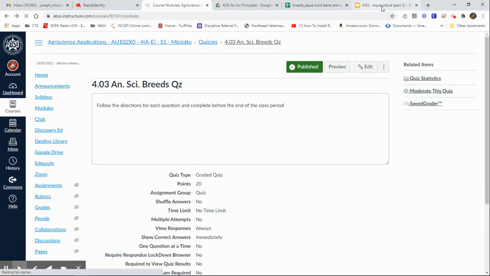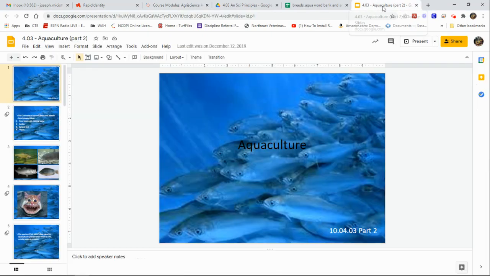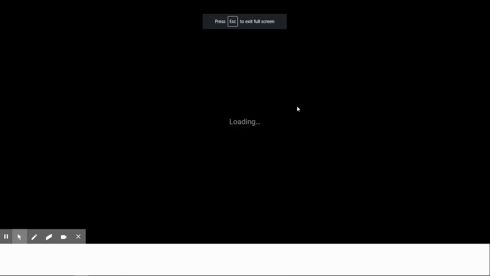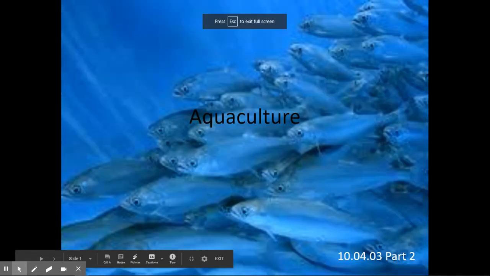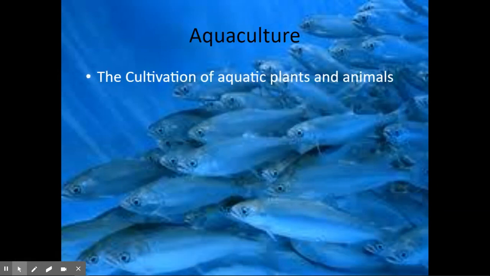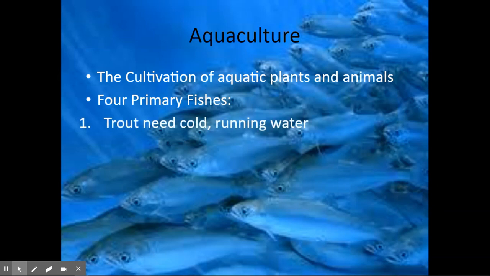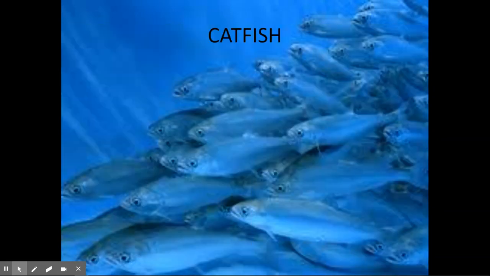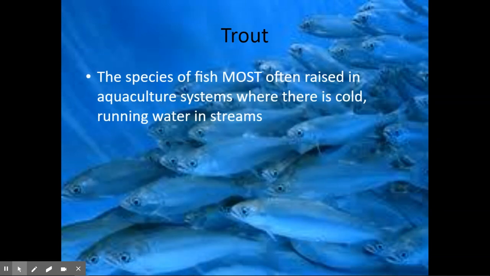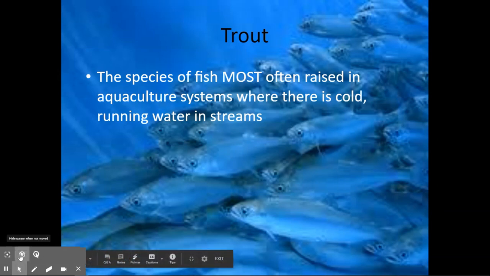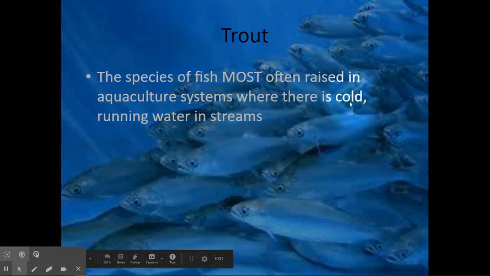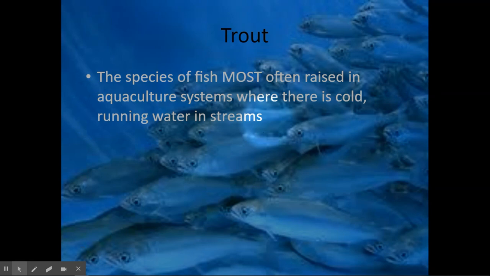The first one was the aquaculture notes. So if you open up your notes, just to kind of run through this very quickly, aquaculture is raising plants and animals in water, okay? So the cultivation of plants and animals. So the big 4 are trout, catfish, striped bass, and tilapia. Trout, the biggest thing about trout is they have to have cold running water. So you want to do trout and cold running water. That would be a good thing to highlight.